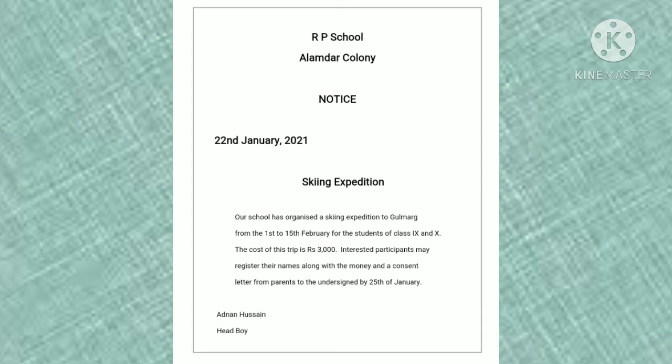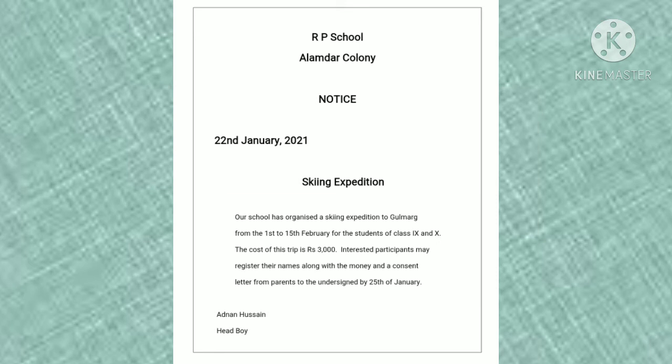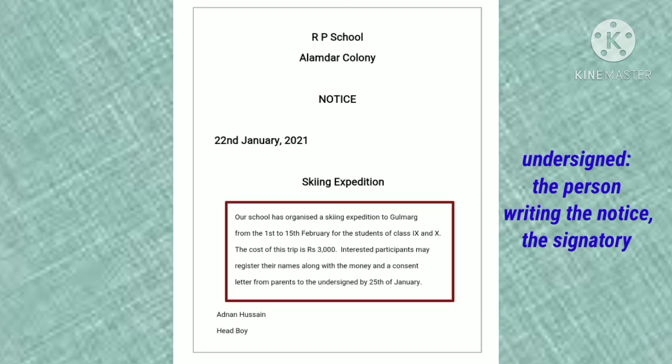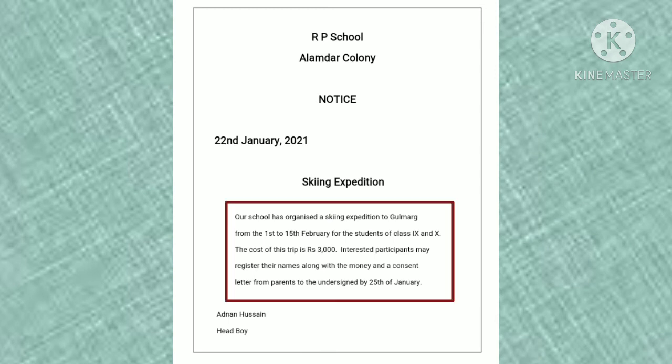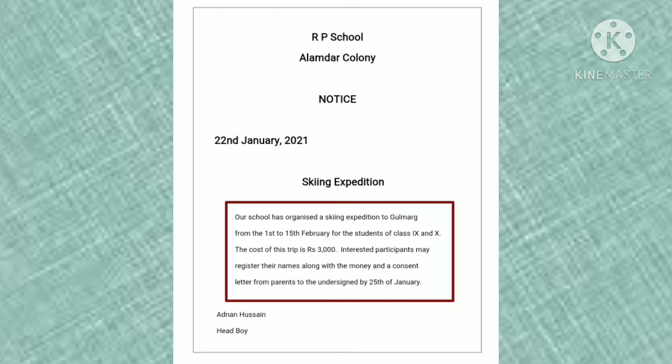Our school has organized a skiing expedition to Gulmarg from the 1st to 15th February for the students of class 9th and 10th. The cost of this trip is rupees 3,000. Interested participants may register their names along with the money and a consent letter from parents to the undersigned by 25th of January. So here we have written the body, and all the information that we have written in this is mostly from the question. We have just added 2 necessary details. One is the consent letter from the parents, and also we have given the last date for registering the names.